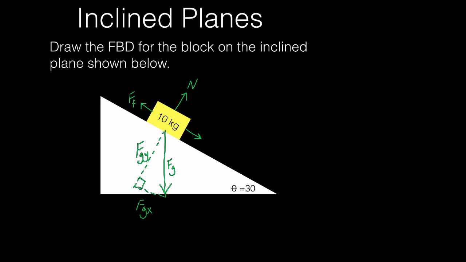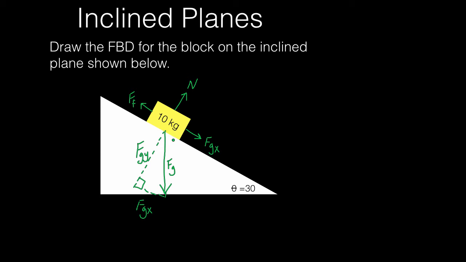What you'll notice is that this component of gravity, F_Gx, is parallel with the ramp. That is the component of gravity that's pulling it down the ramp. So your force of gravity in the x direction will pull it down the ramp.